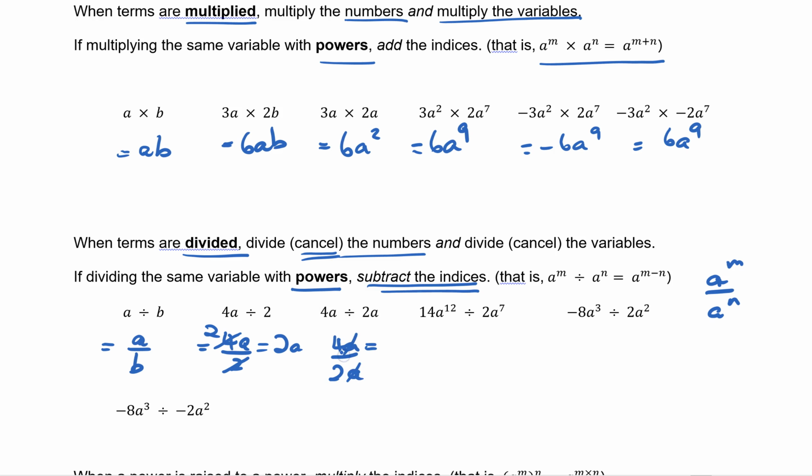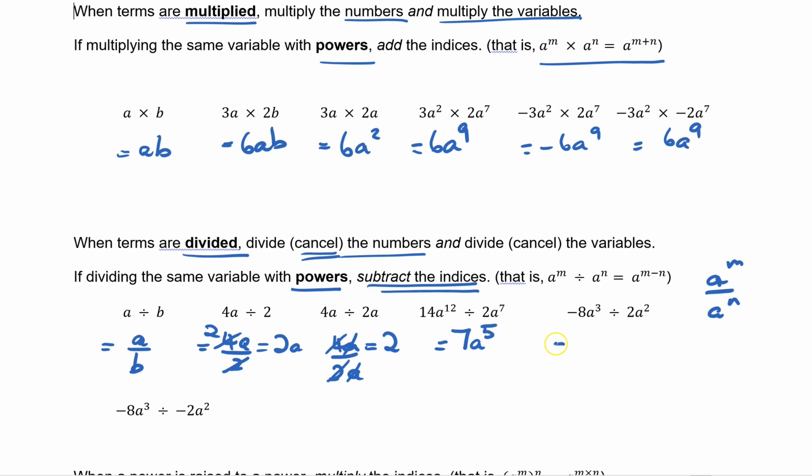So the a's cancel, because we're saying a to the 1 divided by a to the 1, which is a to the 0. A to the 0 is 1. There are no a's anymore. 2 goes into 4 twice. Our next one, we've got 7 and a to the 5th.